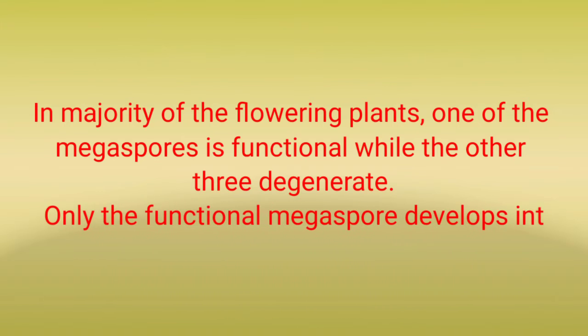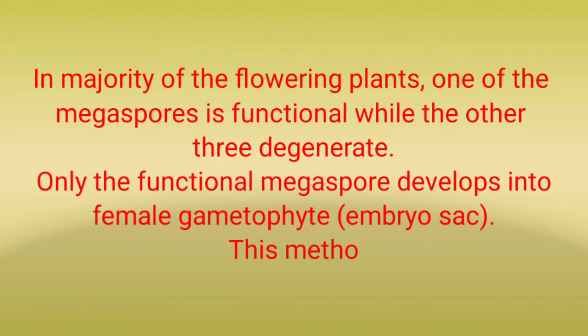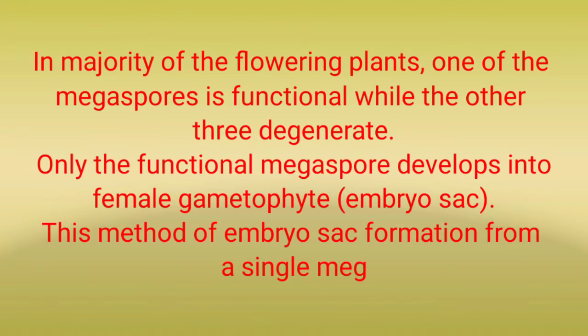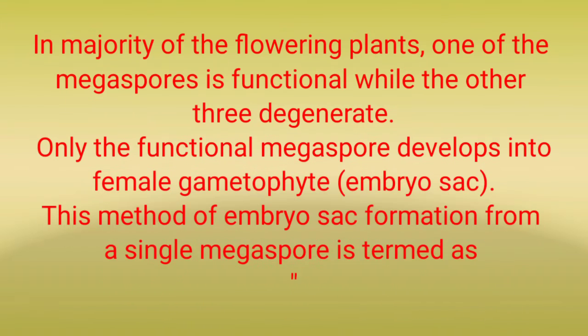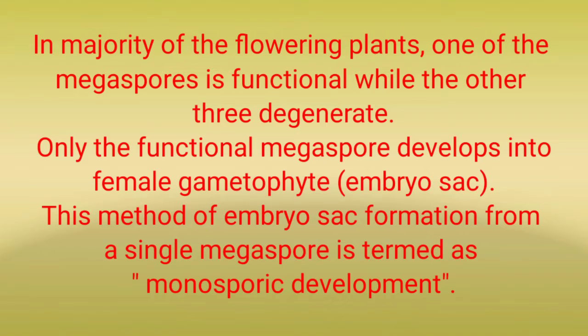Only the functional megaspore develops into the female gametophyte, which is also known as embryo sac. This method of embryo sac formation from one single megaspore is termed monosporic development. As only one single megaspore is involved, it is known as monosporic development. So remember this term, monosporic development.